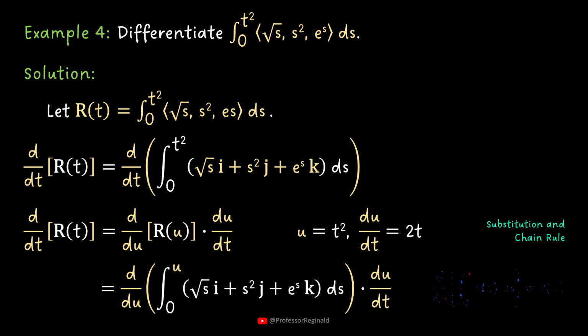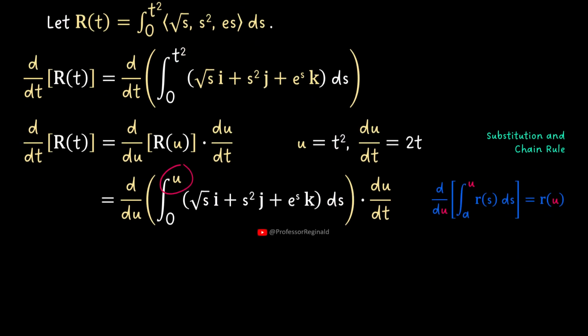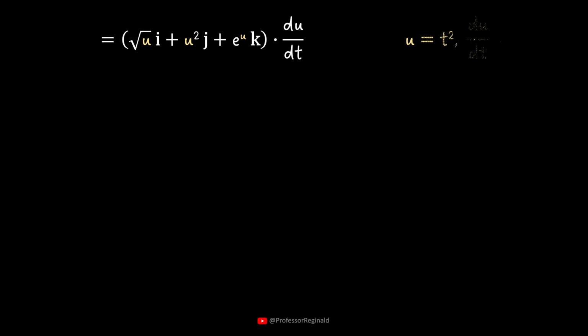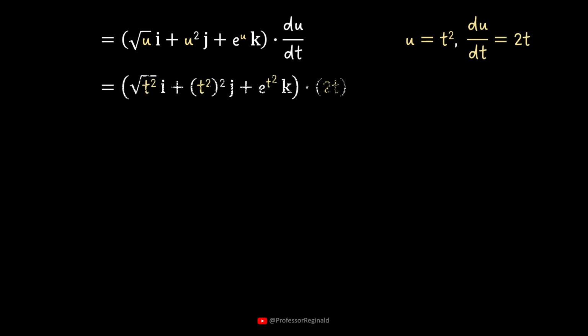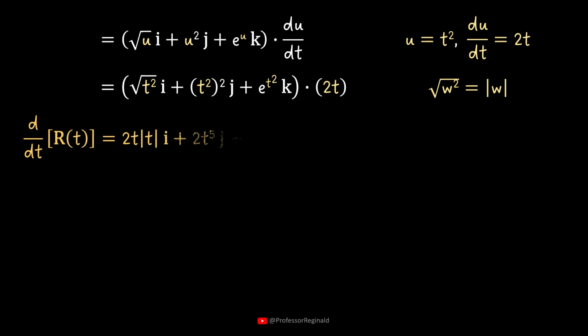Now we can apply the fundamental theorem of calculus because the upper limit of integration is just a variable rather than a function. Substitute the required expressions. And simplify. Recall that the square root of a squared quantity is the absolute value of the quantity. Hence, the derivative of the integral is the following vector-valued function.